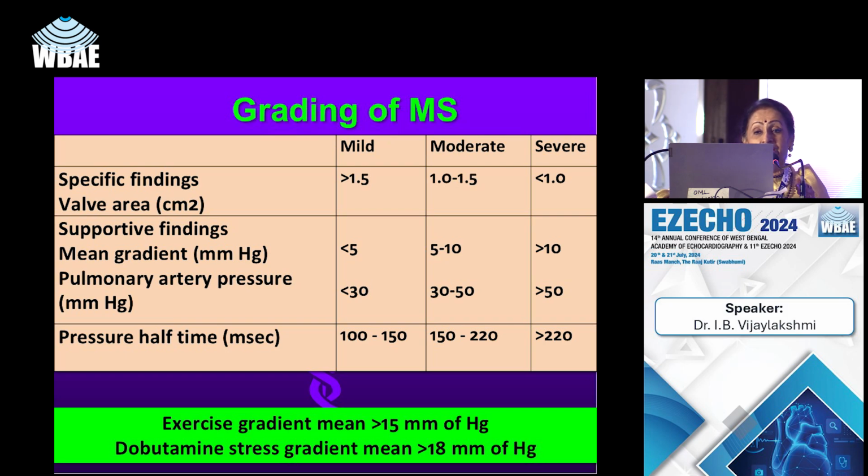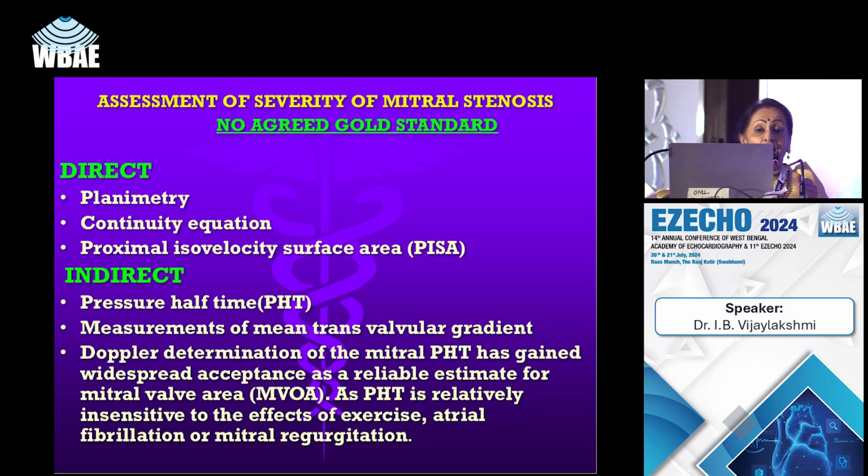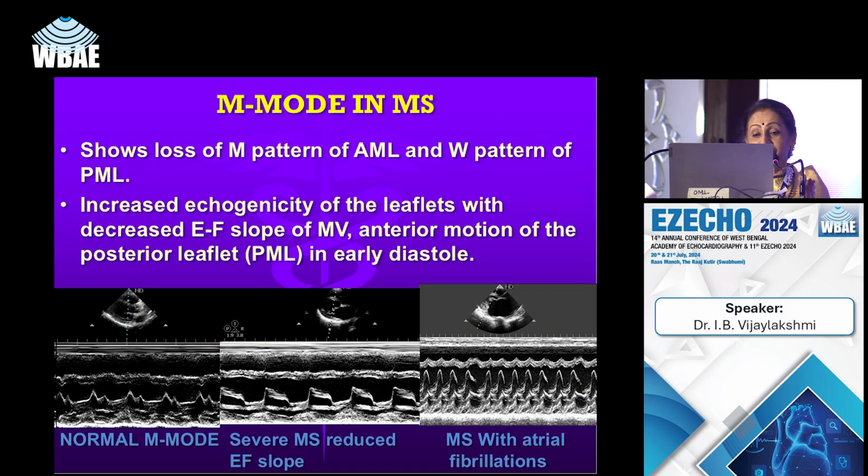Now coming to the assessment, there is no single gold standard, and we have direct as well as indirect methods. Planimetry, continuity equation, proximal velocity surface area, that is PISA. These are all important, and the indirect ones are pressure half time and the Doppler gradient. And M mode, though nowadays we are not doing it, is very important for the assessment. This is the normal M complex when you get the mitral valve, that is the anterior mitral leaflet, and W for the posterior mitral leaflet. During severe mitral stenosis, the EF slope is reduced. In atrial fibrillation with a fast ventricular rate, this is how the M mode looks.